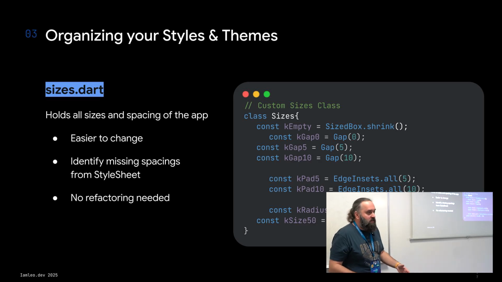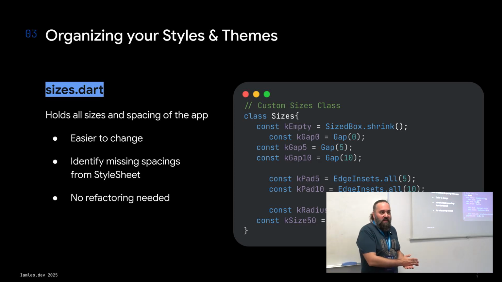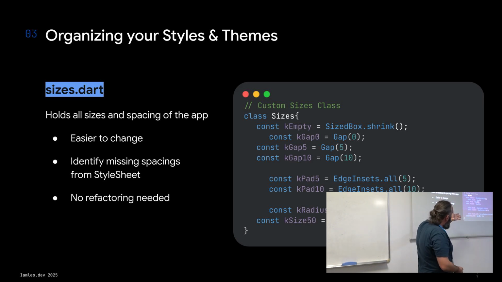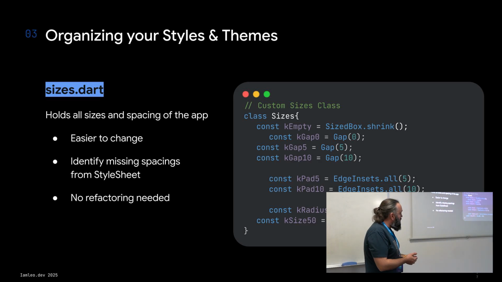Like we have a lot of changes. Please do the font size from 16 to 17 because that will be better. So yeah, with this version, you don't have to refactor your code. So in sizes, we hold the spacing for the whole app, also the paddings, the radius, as I said before, for the buttons, how the corners are.